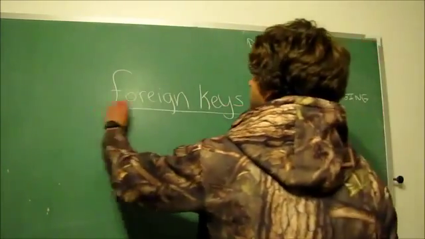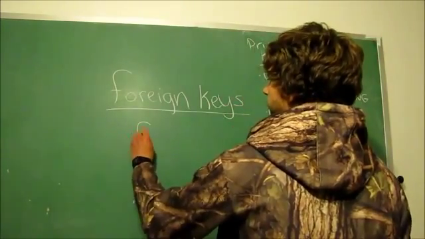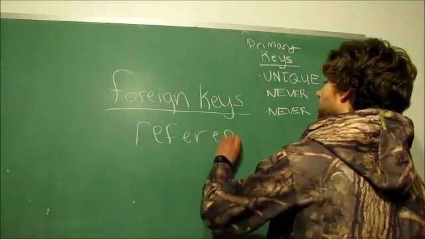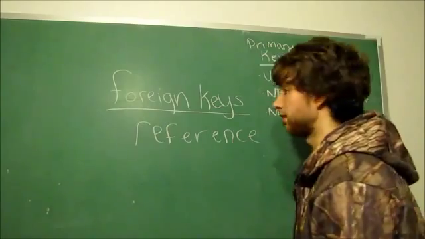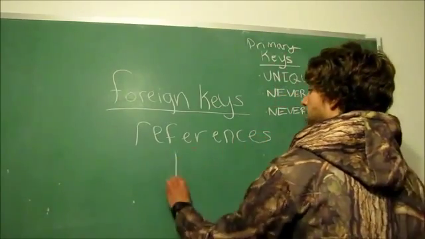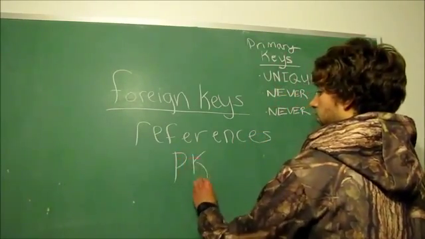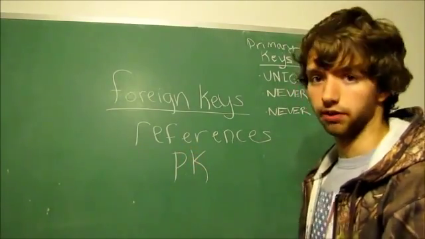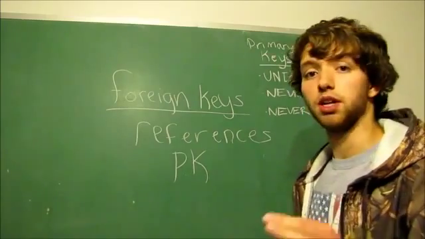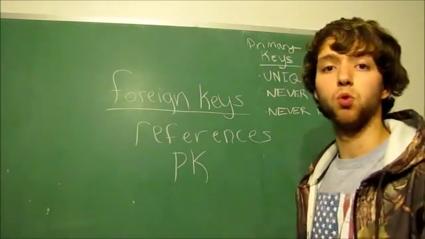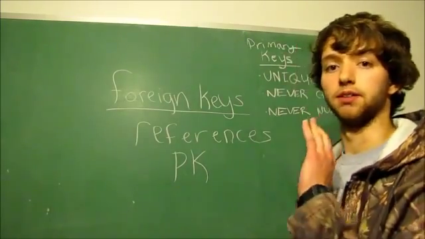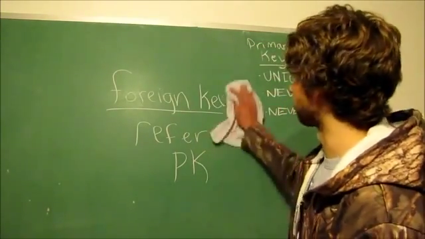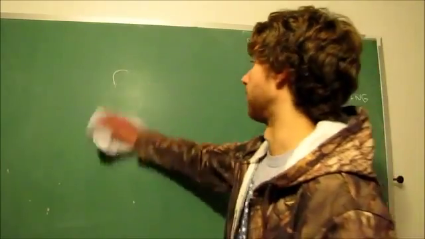Alright, so a foreign key is a reference. And what does it reference? It references a primary key. So that's the most basic definition of a foreign key. Now, this can be a primary key in the same table or a primary key in a separate table. So let's see how this would play out if we do some drawing.